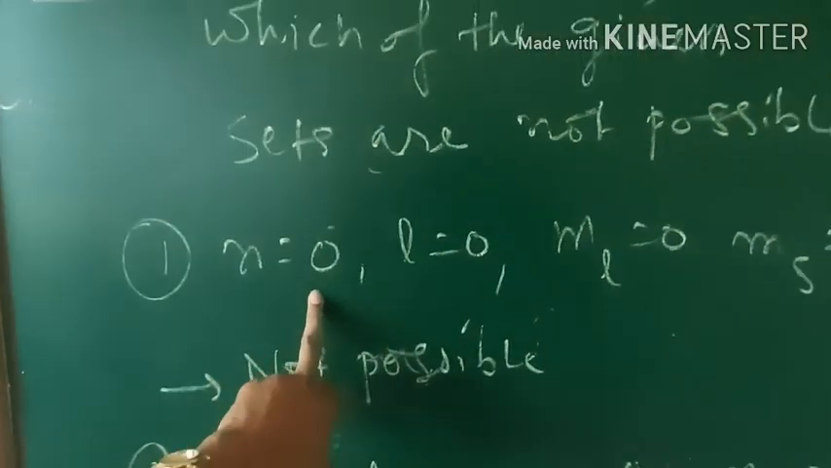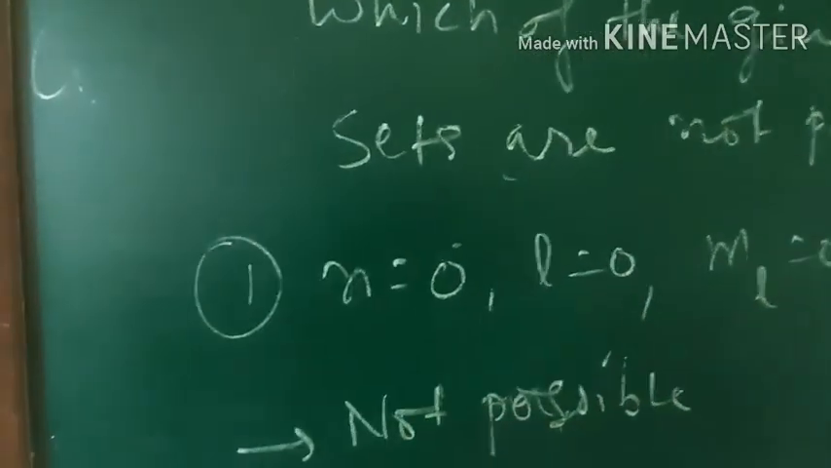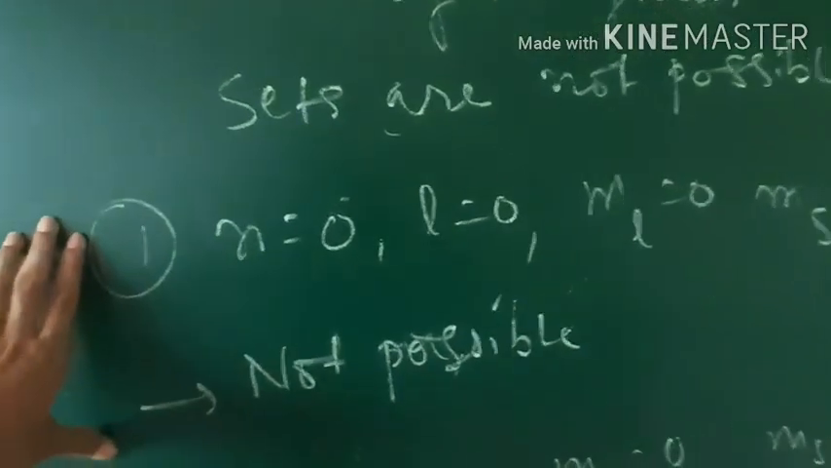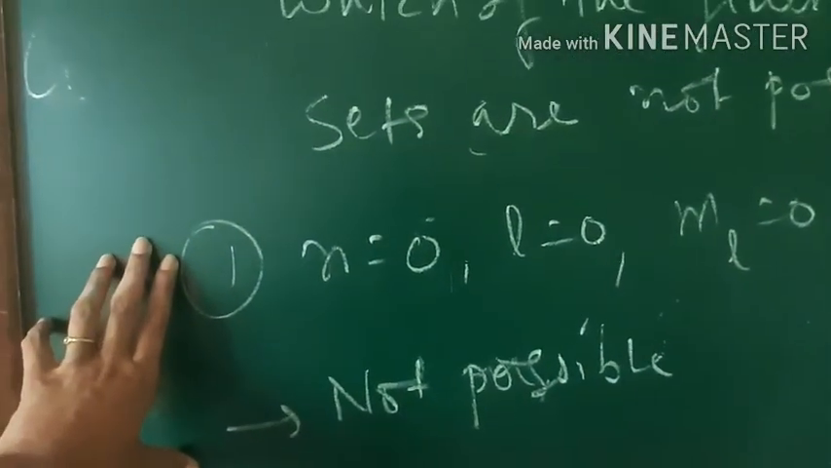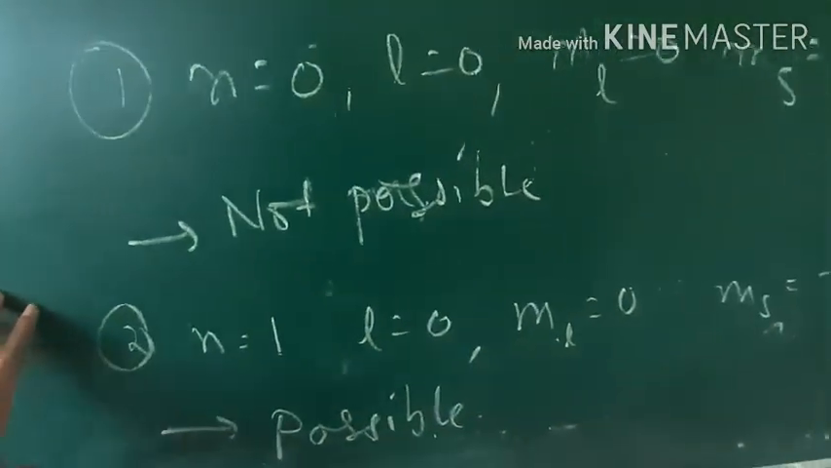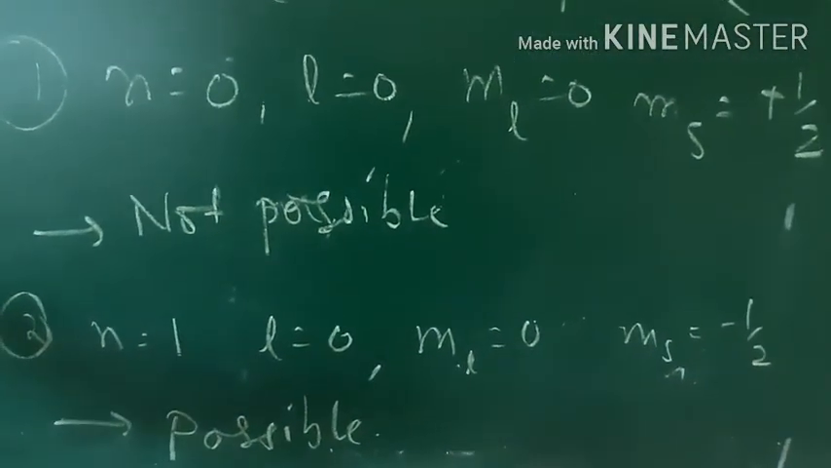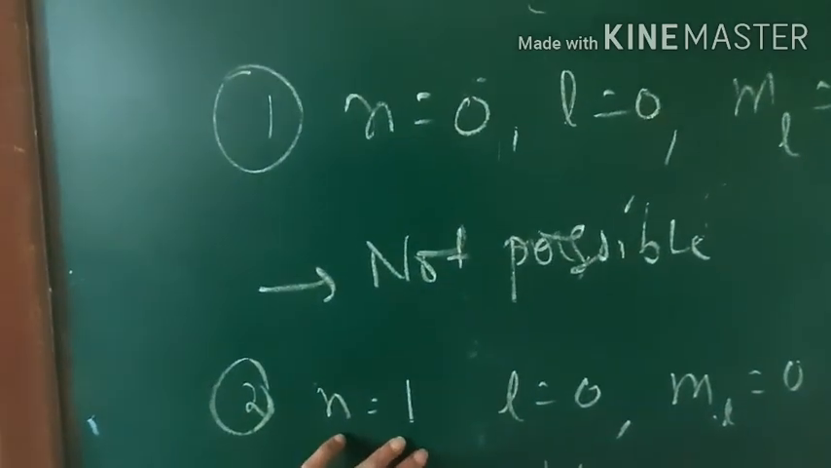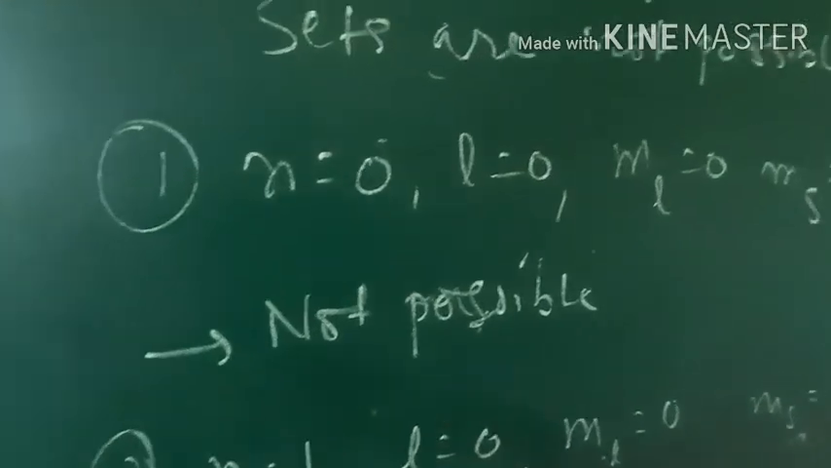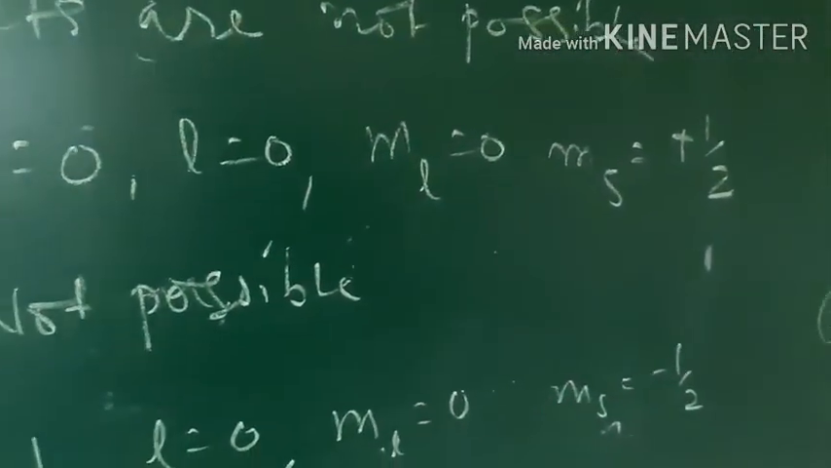Children, when we talk about the very first one, n is equal to 0, principal quantum number does not start with 0, so that set is not possible. This is the reason that n starts with 1, 2, 3, not with 0. Second, n is equal to 1, l is equal to 0, ml is equal to 0, ms equal to minus half. So this is possible because n is equal to 1, here l is equal to 0, so 1s, so it has no orientation, so ml is equal to 0.